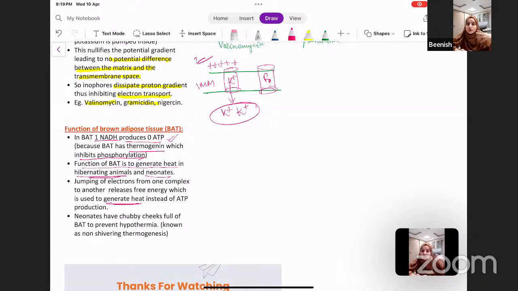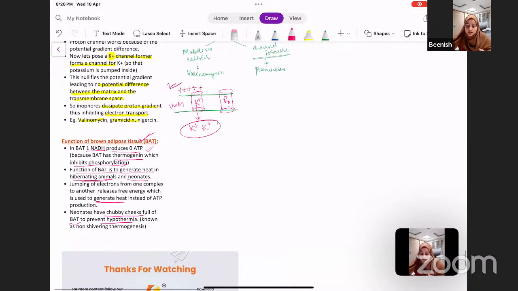You must have noticed that neonates have brown adipose tissue in their cheeks and at the back of the neck, just to keep them warm. So neonates have chubby cheeks full of brown adipose tissue to prevent hypothermia. This is the non-shivering mechanism of thermogenesis. In shivering, muscle contraction is happening and the body is producing ATP and generating heat. But here, this is non-shivering thermogenesis, and this involves your brown adipose tissue and thermogenin.